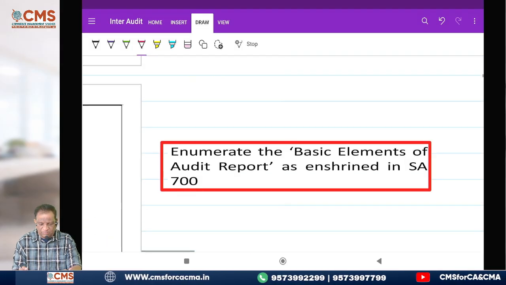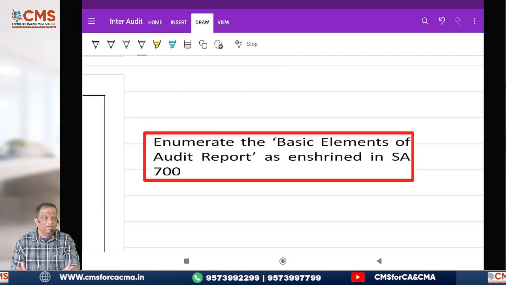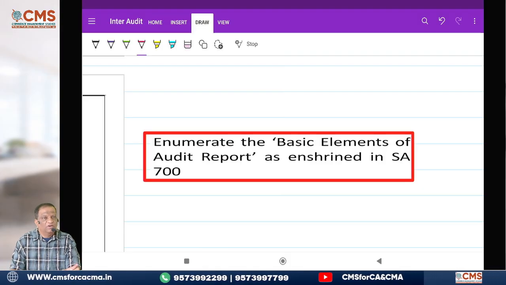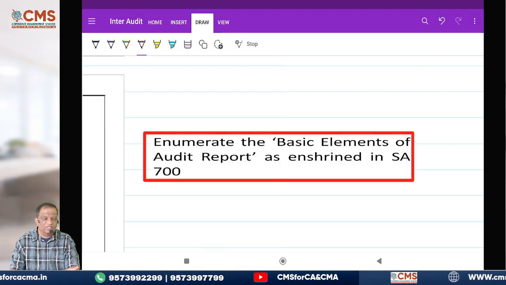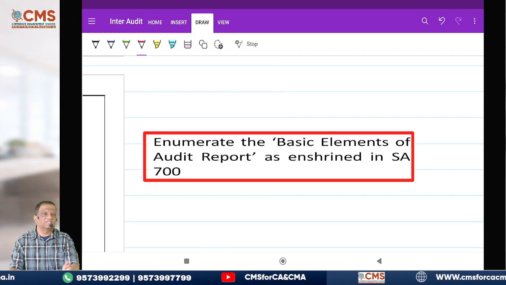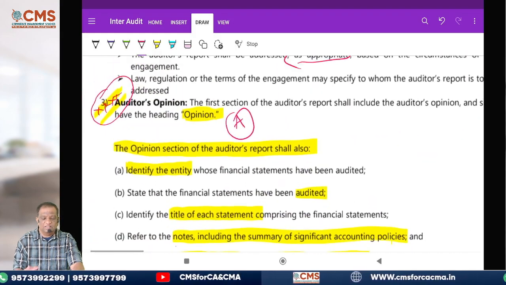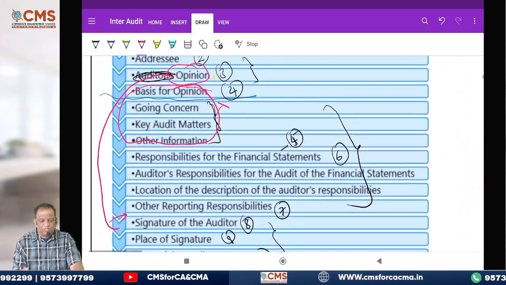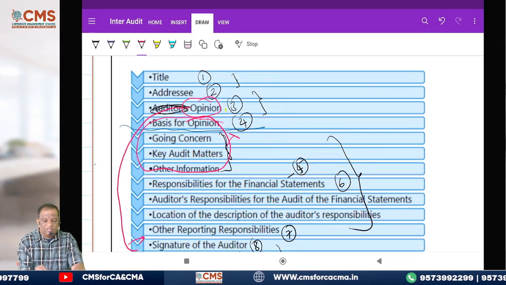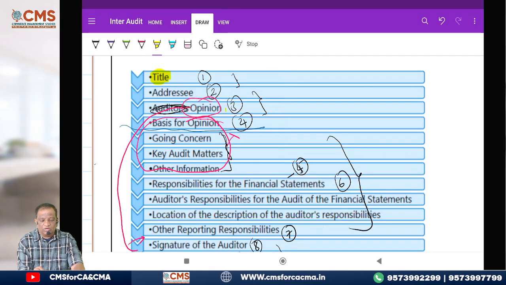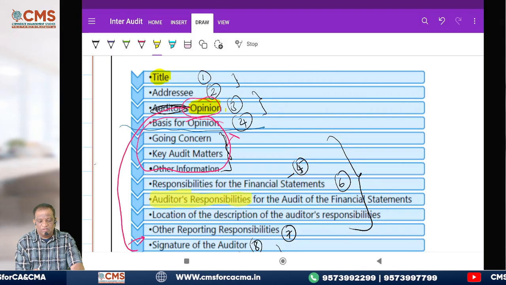Now just revise for the last time and then we'll move forward. What are the basic elements? First two are title and addressee, and the next two are opinion and basis for opinion. Next three, responsibilities of management, responsibilities of the auditor, and other responsibilities. And the last three, signature, date, and place. So these are the basic elements of the auditor's report. From an exam perspective, he is asking specifically about three points: what should be the title of my audit report, what should be my opinion paragraph, and the auditor's responsibilities. These three are being questioned separately.